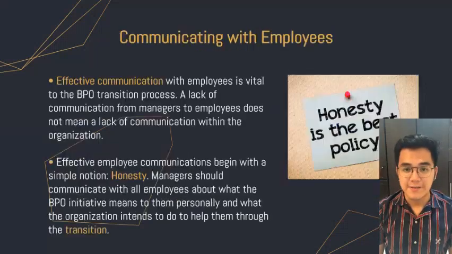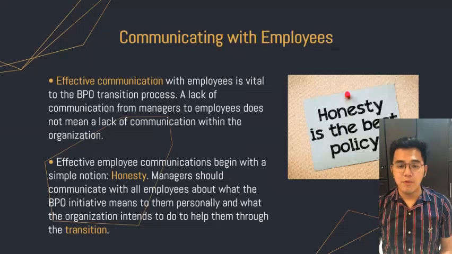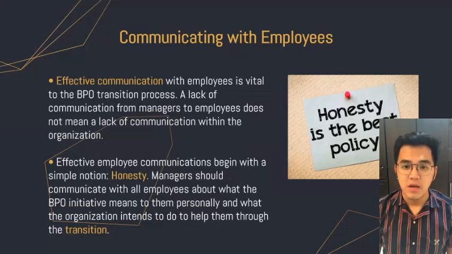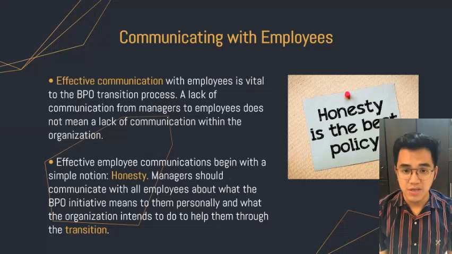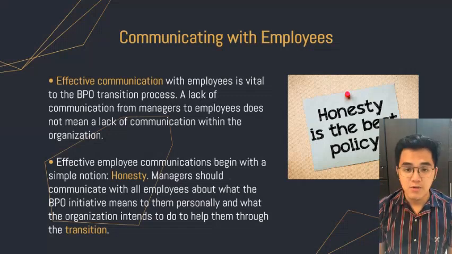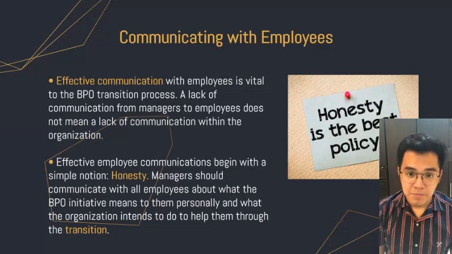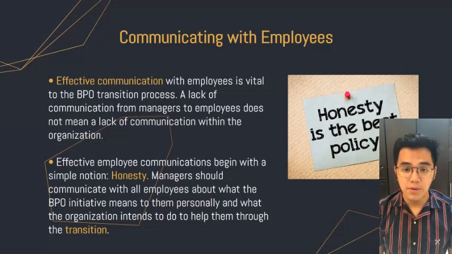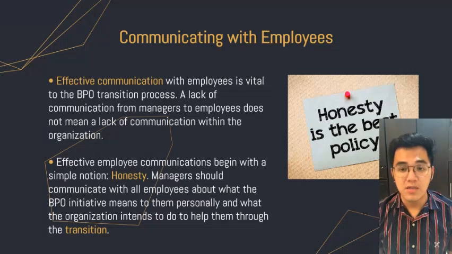Communicating with employees. Effective communication with employees is vital to the BPO transition. A lack of communication from managers to employees does not mean a lack of communication within the organization. Effective communication helps employees understand how they can align their professional goals with that of the organization. They can understand how they can fit into a bigger picture. Effective communication with employees is vital to the BPO transition process.